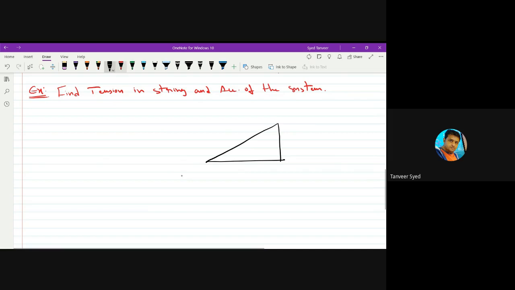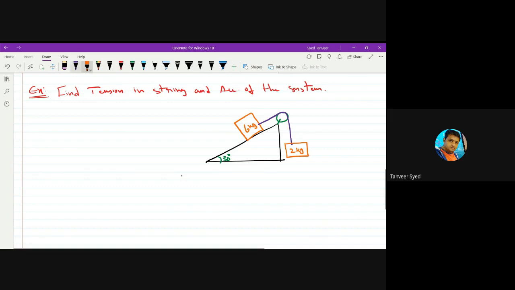This is an incline of angle 30 degree. This is the pulley. This is a block, say 2 kg. String is connected like this. And on the other side of the string, a block of mass, okay, I'll take this 2 kg, make this 6 kg.